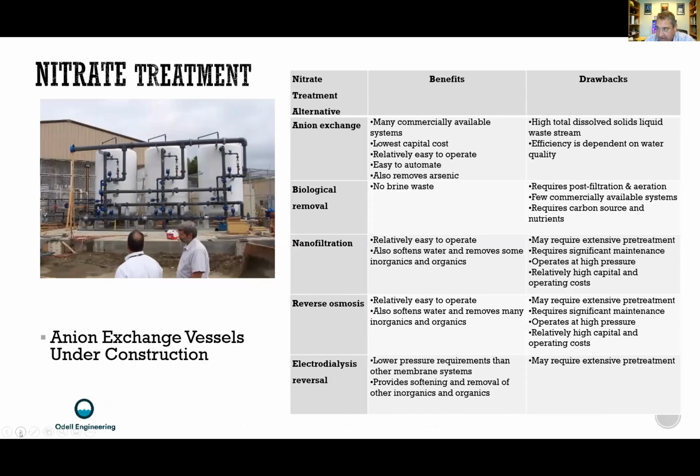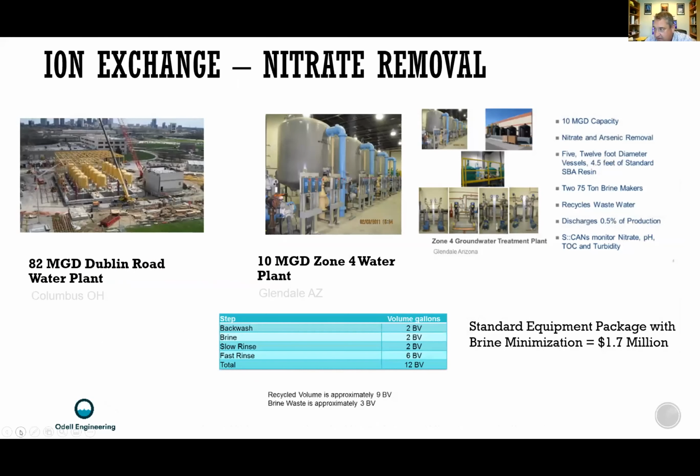With nitrate, there are many nitrate removal facilities also being considered around the country. And typically, the lowest cost option is anion exchange. And we see very small and very large anion exchange plants going in.